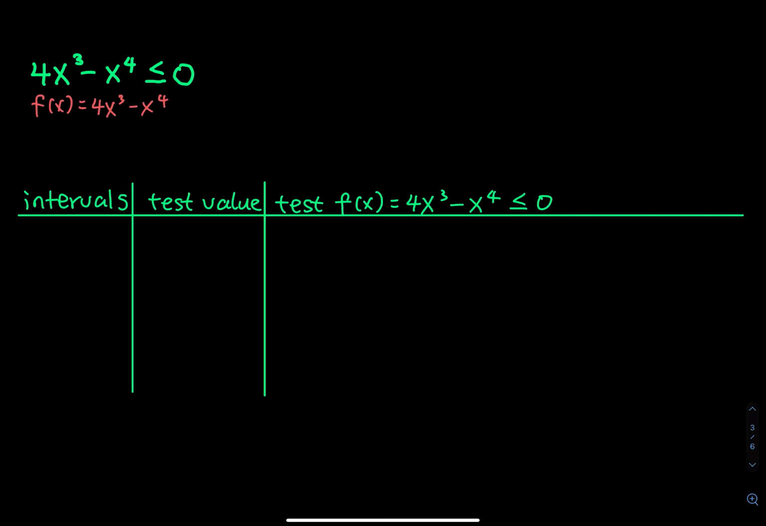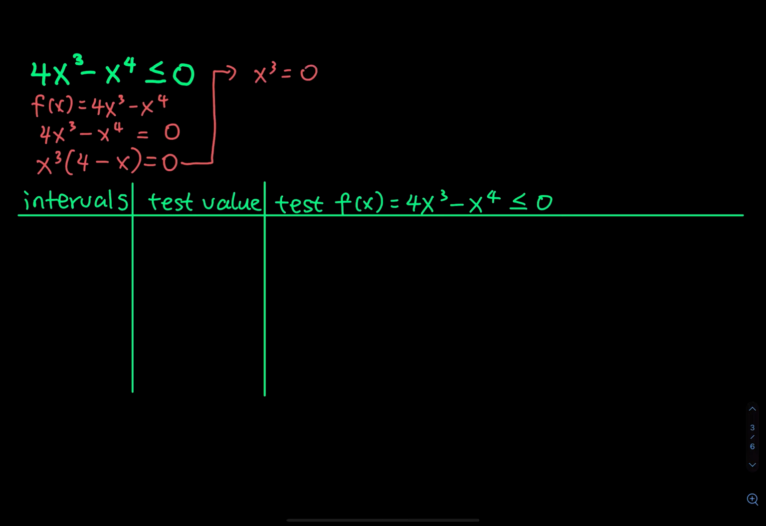Now we factor our GCF, greatest common factor, which is x to the third, and then you have 4 minus x equals 0. Using the zero product property, let's solve for x. We have x to the third equals 0, and 4 minus x equals 0. This is x equals 0, and this is x equals 4. And they are my key numbers.